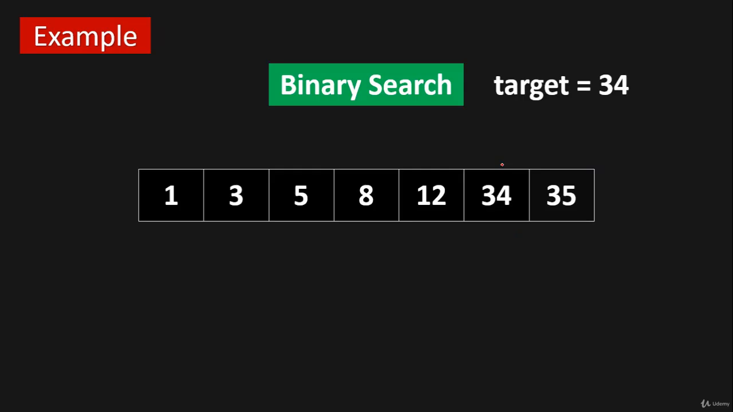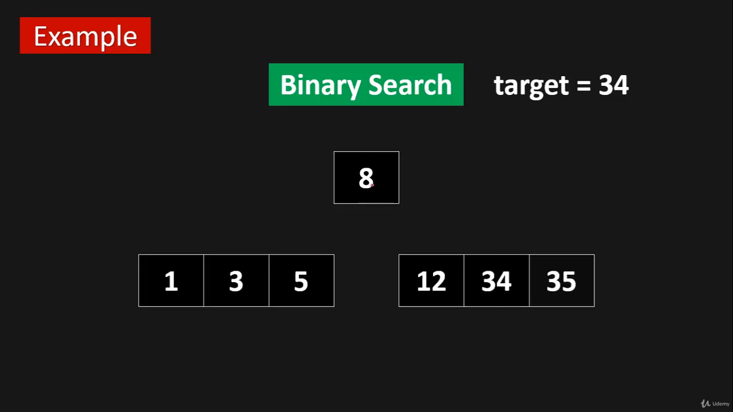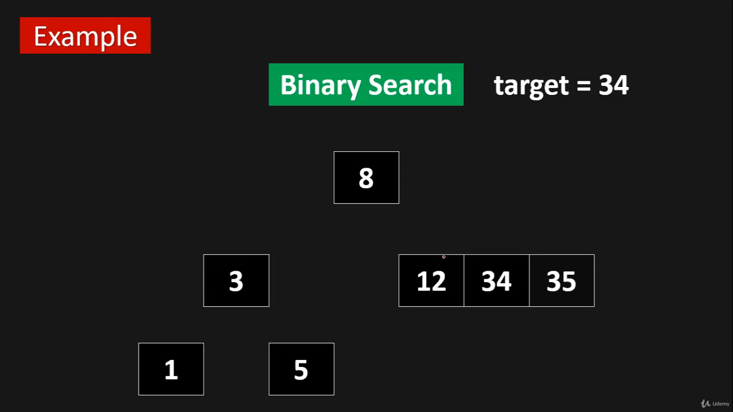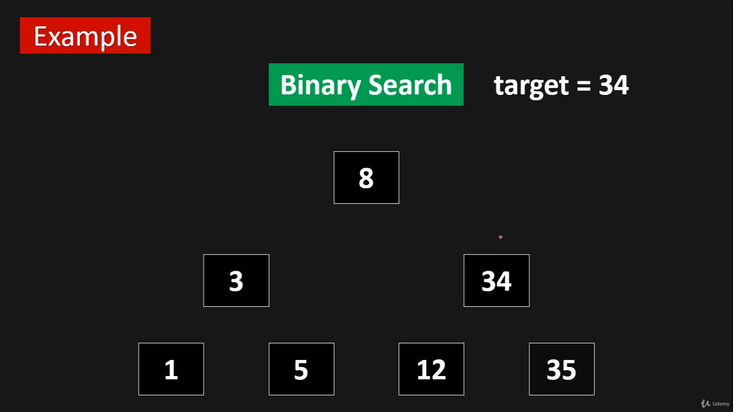We are given this array and target equals 34. If we divide this array by its middle element, then it will look like this. Then if we divide this subarray using this middle element 3, then we get this. Okay, then if we divide this subarray by this middle element, then we get this. Okay, now we see that this is a binary search tree.